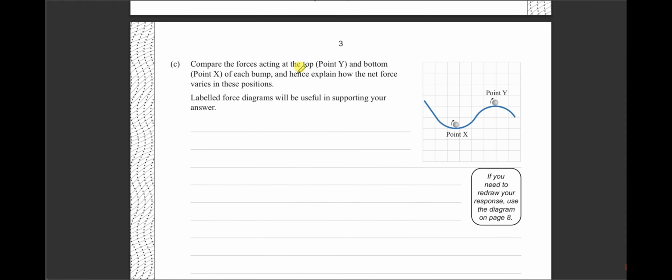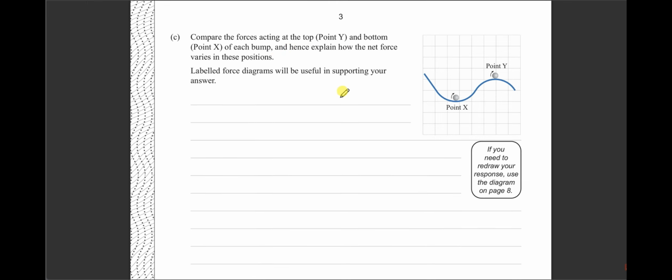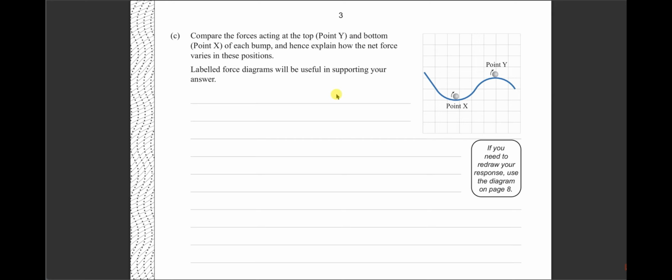Compare the forces acting at the top, point Y, and the bottom, point X, of each bump, and hence explain how the net force varies in these positions. Okay, so let's draw our first one for point X. So we know that at this point we obviously have a weight force, mg.